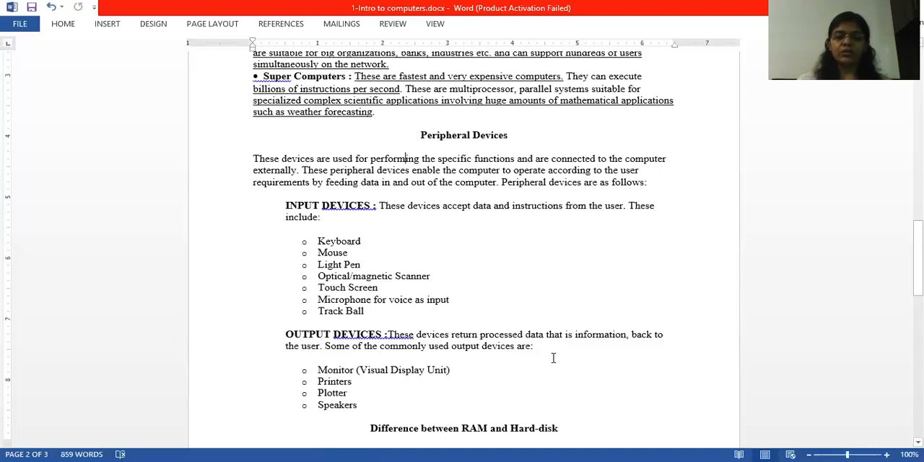Some of the commonly used output devices are the monitor. What we see on the screen is our output, just like a monitor. We see our output on this monitor screen, as you are watching your screen. So you are seeing some output, some of the processed data. These are examples of output devices. Examples are printers, plotters, and speakers. These are the output devices.